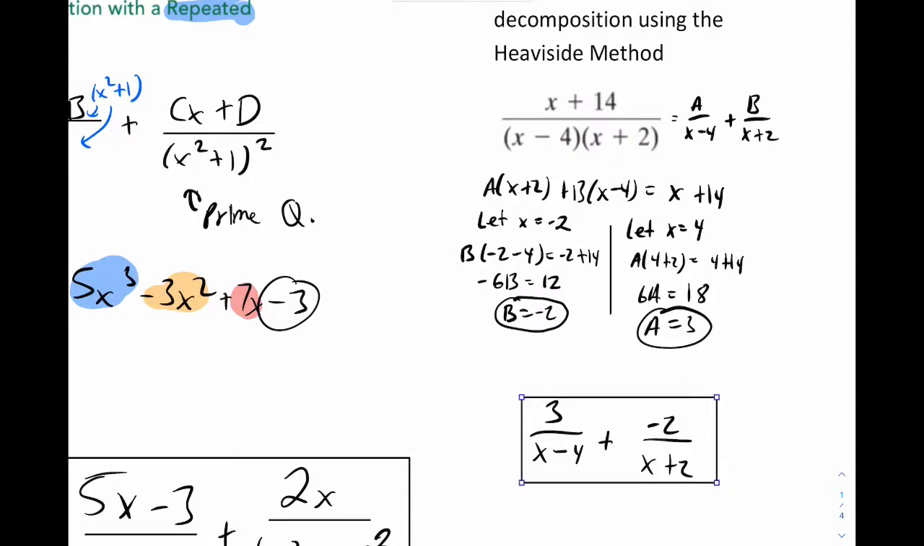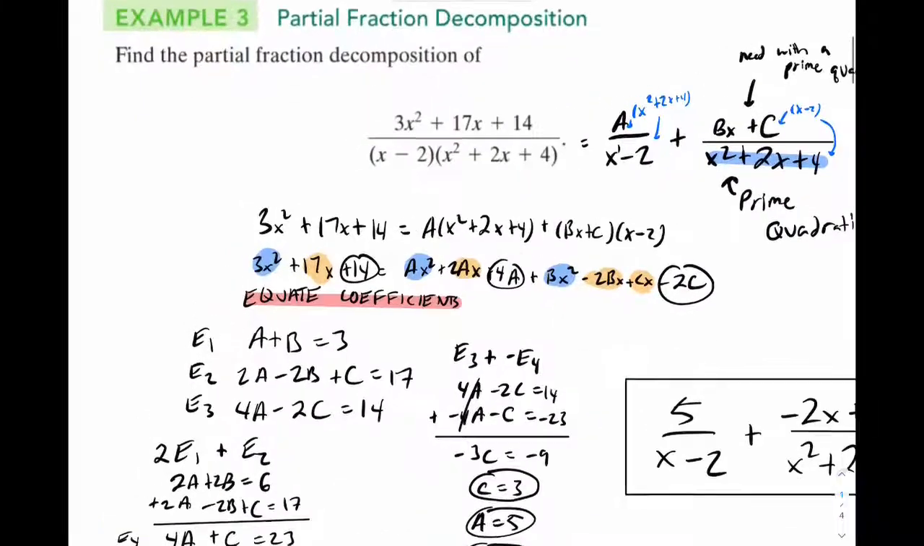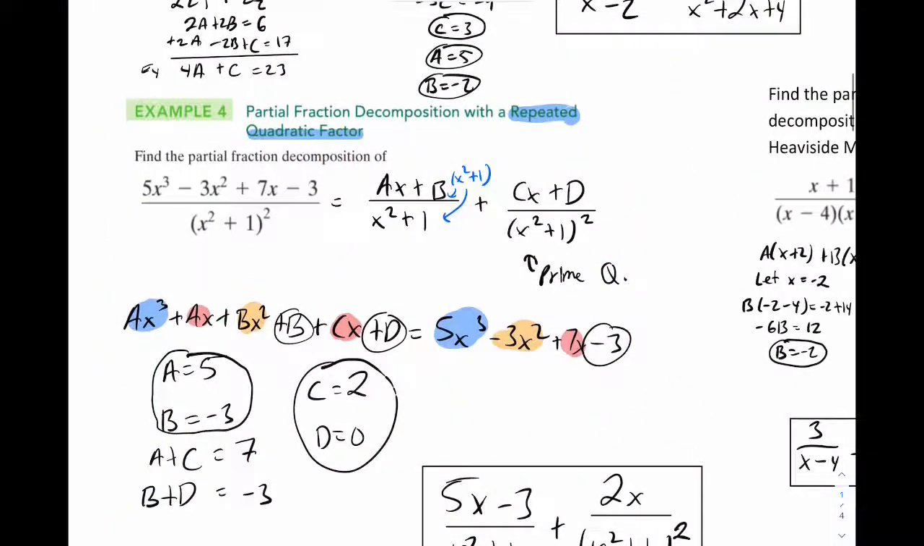But again, this method is only good when the factors are unique and the problem's quite simple. You wouldn't want to do it on a more challenging question, like something like this or like this one. You could, but I just don't recommend it.